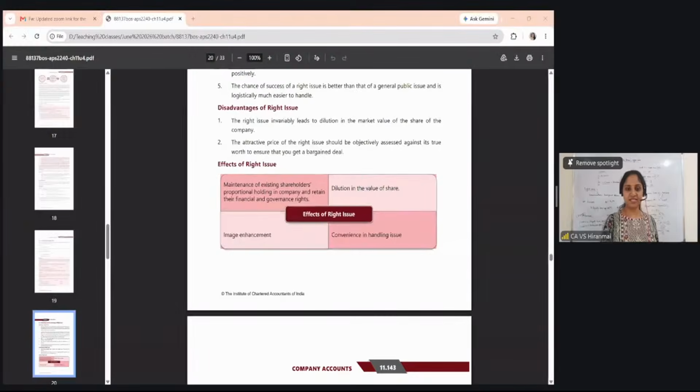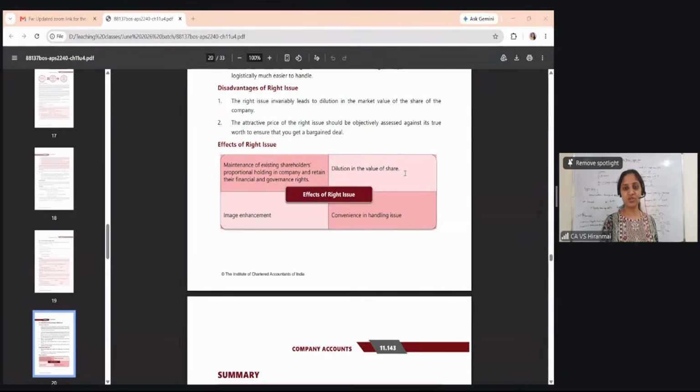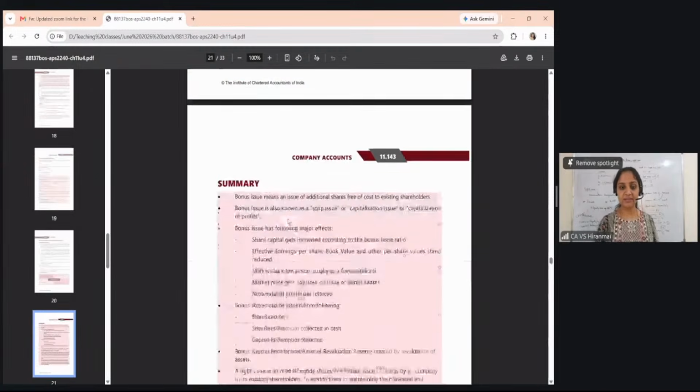Advantages, disadvantages. What is the effect of a rights issue? Dilution in the value of shares. Please remember, bonus issue, rights issue, number of shares increase, dilution will happen in the earnings. Then what is happening? Maintenance of existing shareholders' proportionate holding in the company, they retain their rights because in a rights issue first you give it to the existing shareholders. Their governance and financial rights are not affected. It is their choice whether they want to take it or give it to the other person. Okay, there will be a dilution.